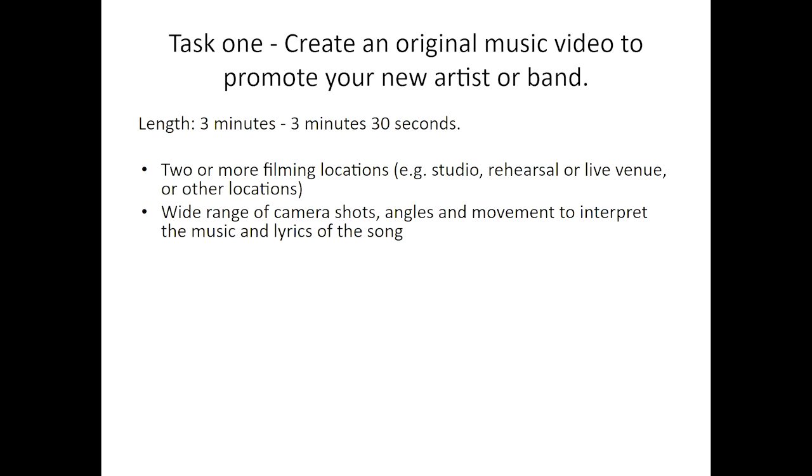So you need to create a wide range of camera shots, angles, and movement to interpret the music and lyrics of the song. Let's just say we've got a really, really sad song with some sad lyrics. If you just shove a camera in front of someone's face while they go blah, blah, blah, that's not really going to get across that sense of sadness to the audience. So maybe something you could do is tint the footage blue in order to give it a blue, sad, miserable feeling.